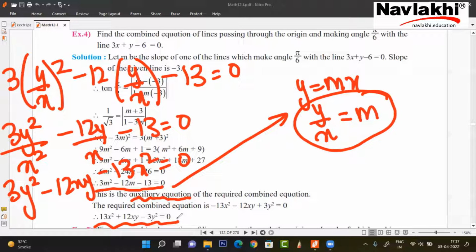Let m be the slope of those lines which make 30 degrees with that third line. And use the formula tan theta is mod of m1 minus m2 upon 1 plus m1 m2. Put m1 as m, put m2 as negative 3, cross multiply, square both sides, remove the mod, make a quadratic in m, put m as y upon x, take the LCM, and get your joint equation. Doubts? Anyone with this very, very important question, then ask me.